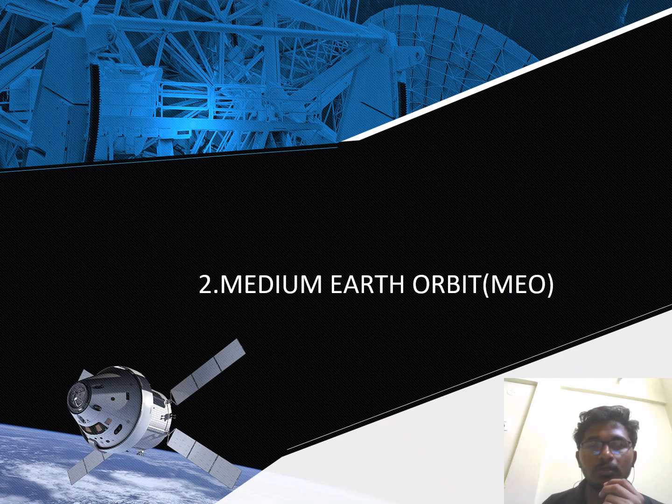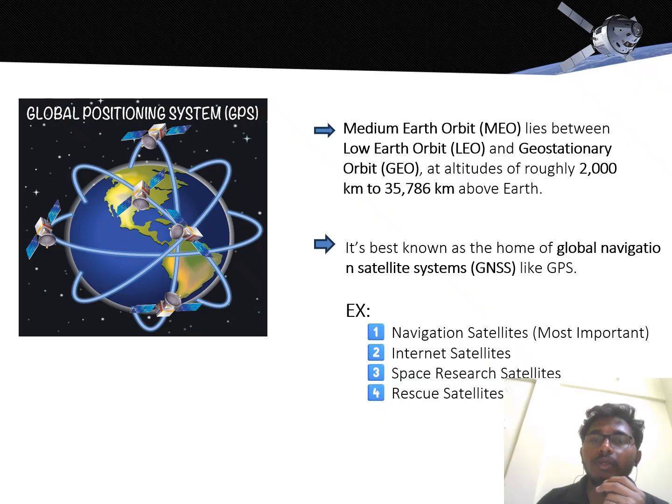Now we go through medium Earth orbits. Medium Earth orbit lies between low Earth orbit and geostationary orbit at altitudes of roughly 2000 kilometers to 35,786 kilometers above the Earth. It's best known as home of global navigation systems, GNSS, like GPS.